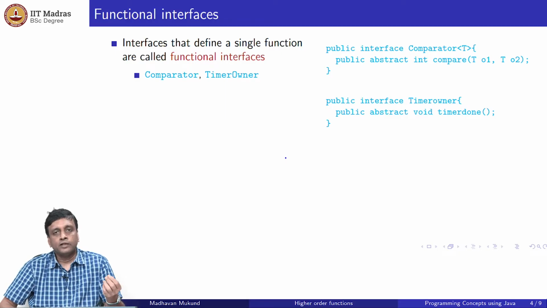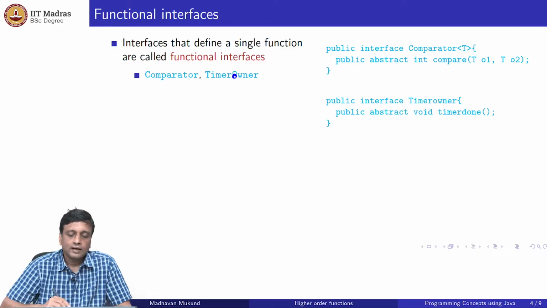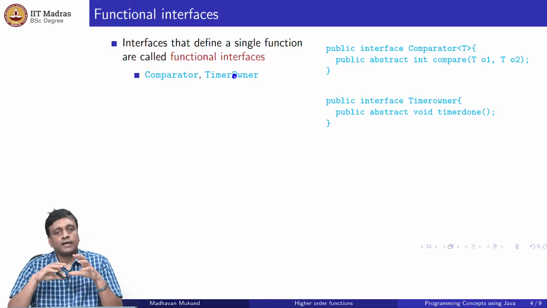So these particular interfaces that we just looked at, comparator and this timer owner, which was something that we invented, are very specific kinds of interfaces. Their only job is to encapsulate this one function. So they are also called, in Java terminology, a functional interface.